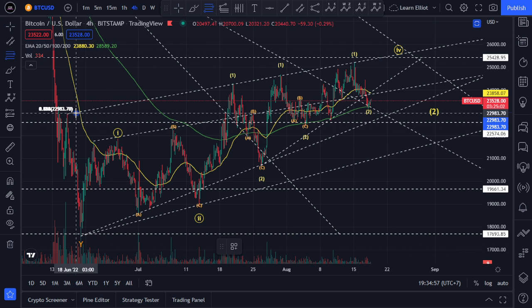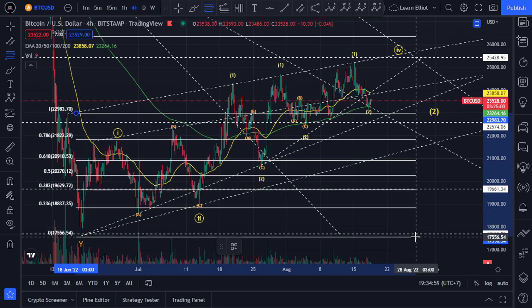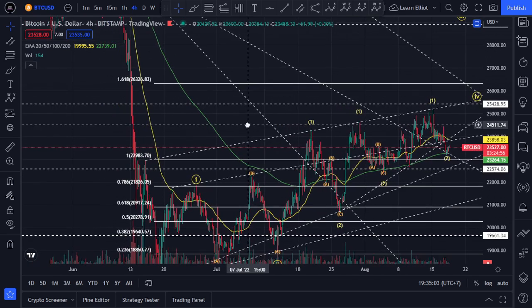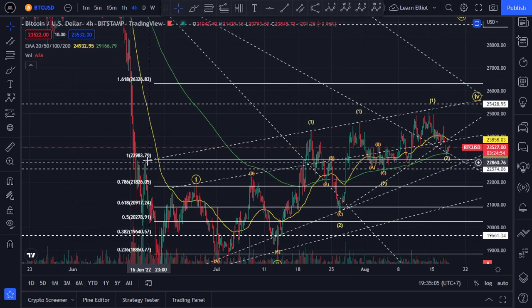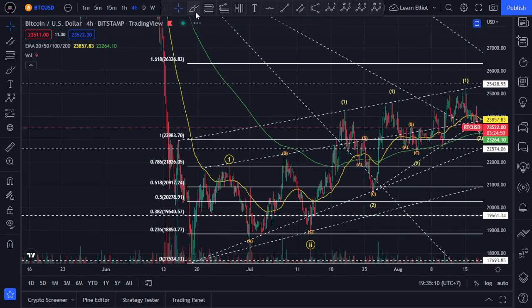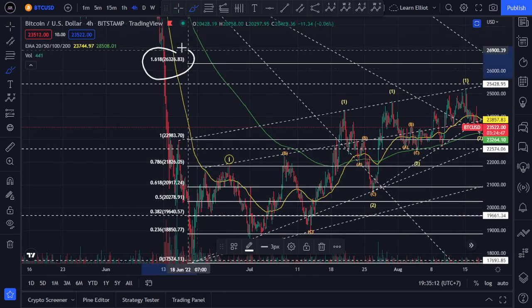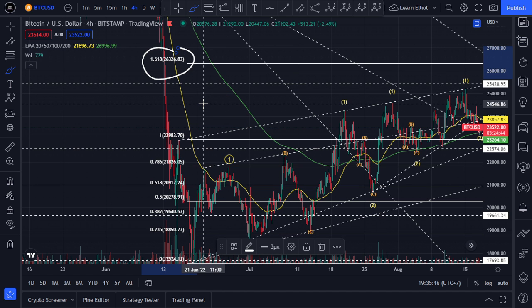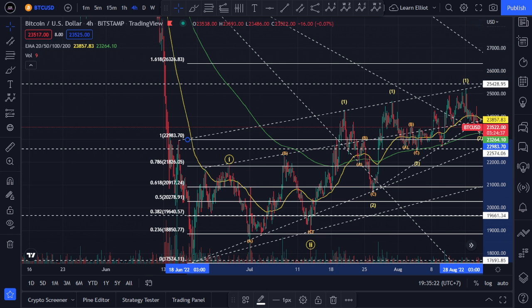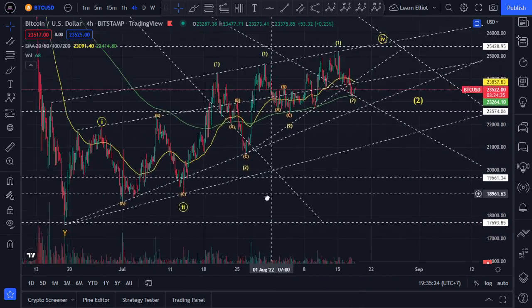Also considering the target for the third wave here, the ideal target, if we count from the latest high before the price dropped to 17k, is around the 161 Fibonacci retracement, which is around $26,300. So with that being said, I can assume that the third wave here has not been completed yet.